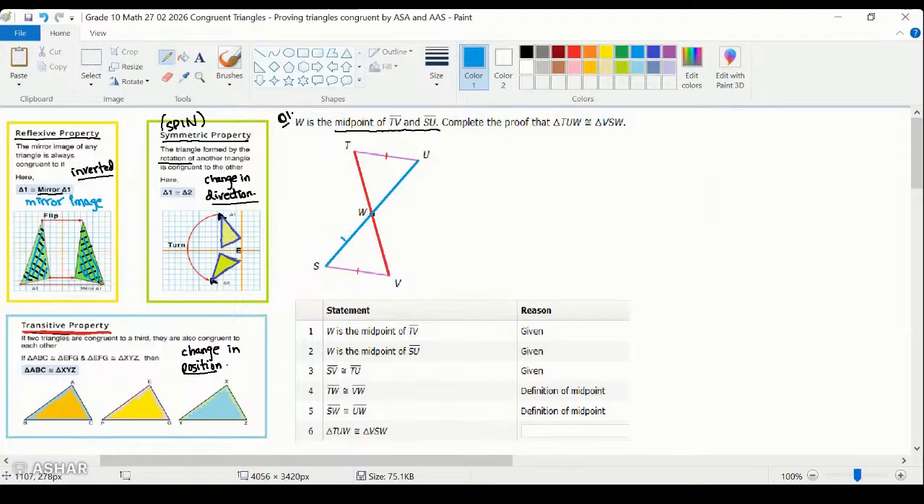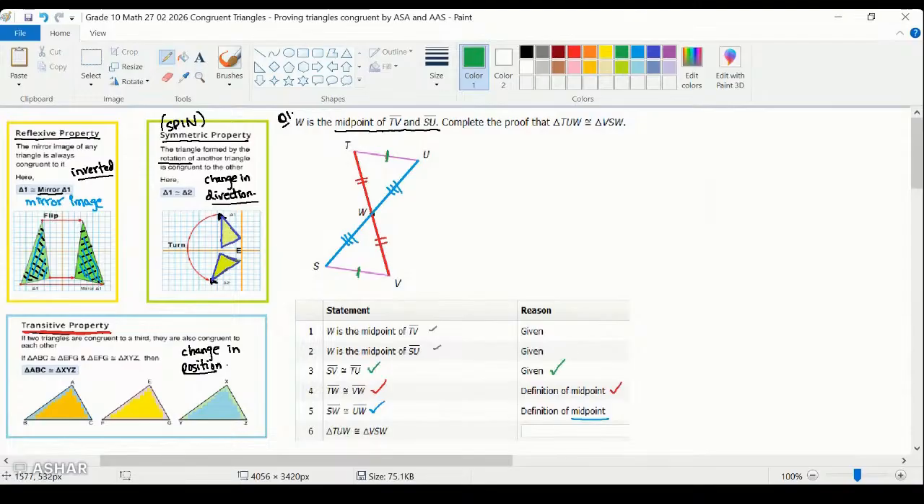So can we say the length of SW and UW is the same, right? Similarly, we can say the length of TW and VW is the same, right? They told us that these are the midpoints. And they also told us that the lengths of TU and SV are the same. This was given information.